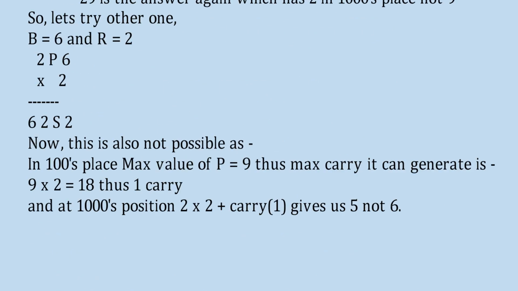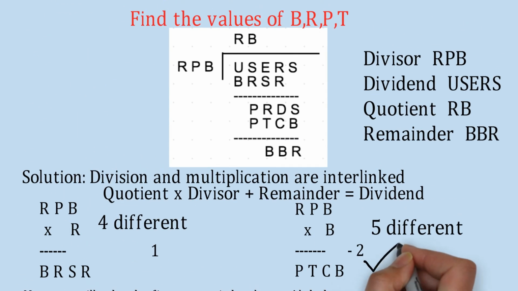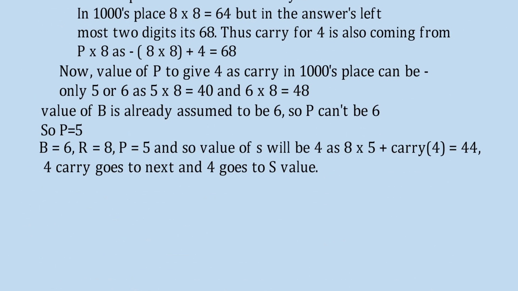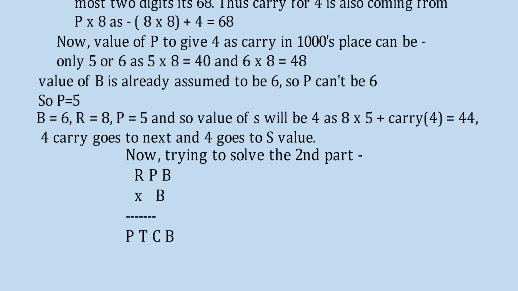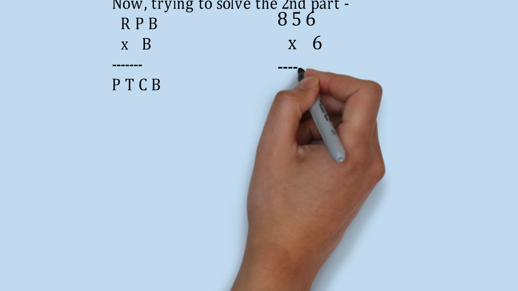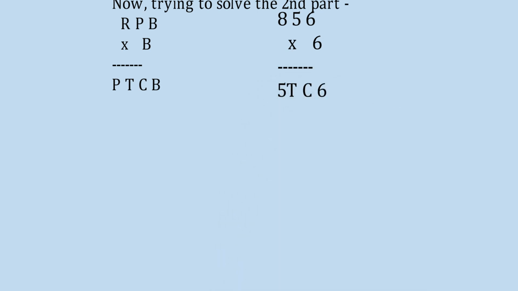So till now these variables are determined: R, P, B and S. For the remaining variables like C and T, we need to solve the second multiplication now, which is RPB into B, that is PTCB. Let's put the values we have found till now. Value of R is 8, P is 5 and B is 6. So 856 into 6 gives 5T6C6.